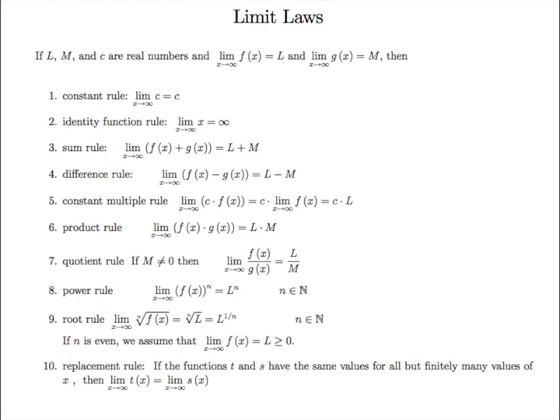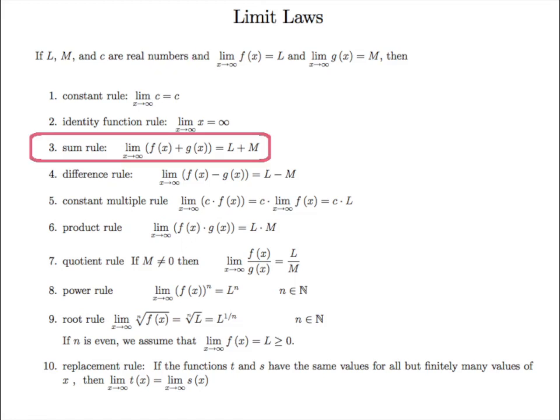So what you're looking at is a list of properties that were rigorously proved based on the definition. These are also very intuitive, especially considering that this sheet does not include the most interesting cases when L or M, either of the two limits, is infinite. If you look at the conditions, L and M and C are real numbers. So we don't have any infinity or negative infinity in the mix. Those we are not allowed to use. This is only for finite numbers.